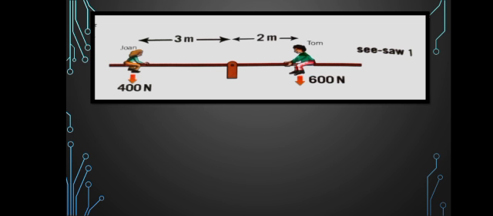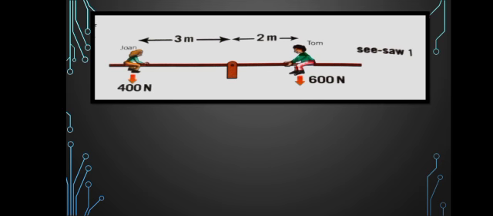Moments can be of two types. They can be balanced and they can be unbalanced. First of all, I am going to show you an example which will tell you the concept of a balanced moment. Here are two loads, 600 Newton and 400 Newton. Both are at different distances: 400 Newton is 3 meter from the pivot, and 600 Newton is 2 meter from the pivot.